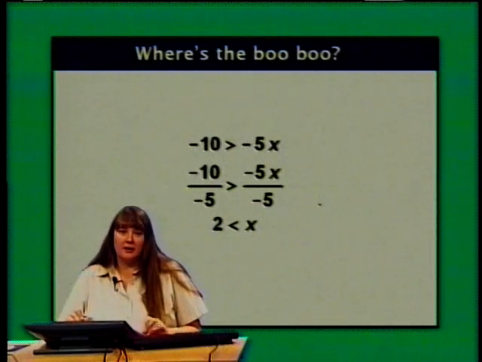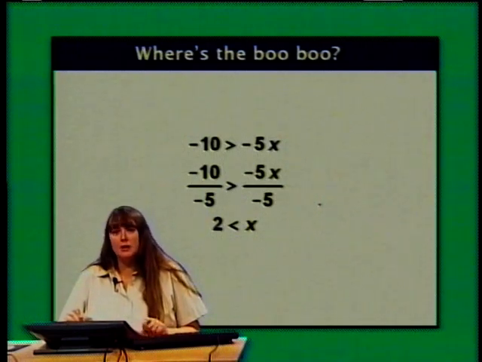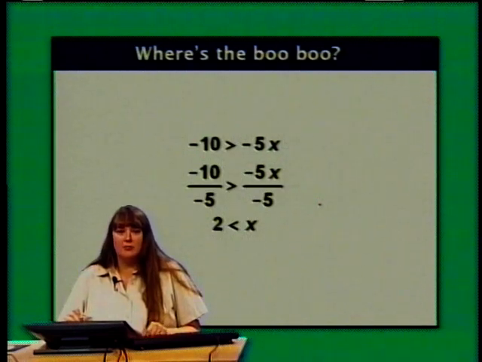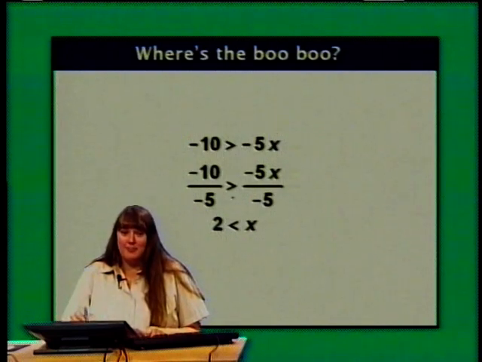Well, now I want to look at an example and see if you can spot the error. We're trying to solve the inequality negative 10 is greater than negative 5x. So all we need to do here is isolate x. To isolate x, I would need to divide both sides of the inequality by negative 5. That looks okay, except warning bells should always go off in your head when you multiply or divide both sides of an inequality by a negative number. When we do that, we need to make sure we reverse the sense of the inequality. That doesn't look like that happened here.